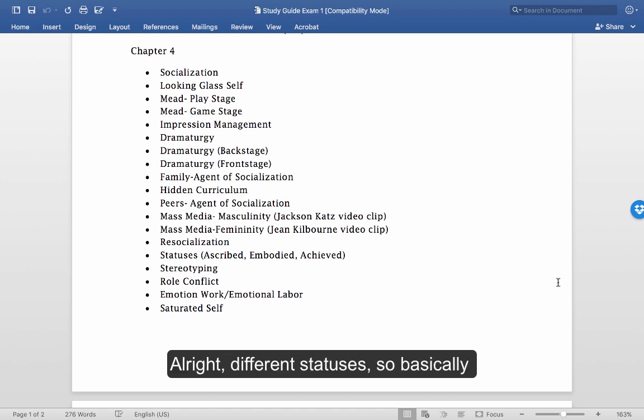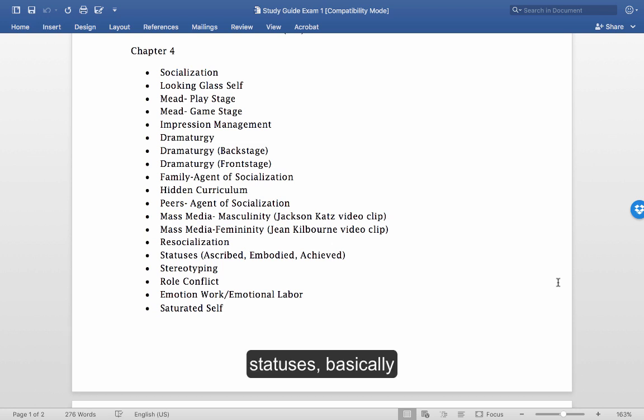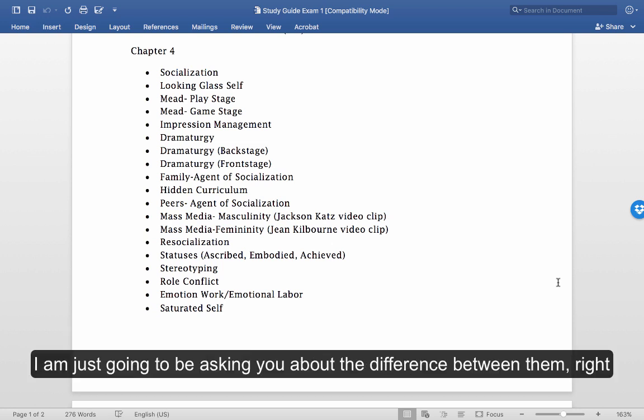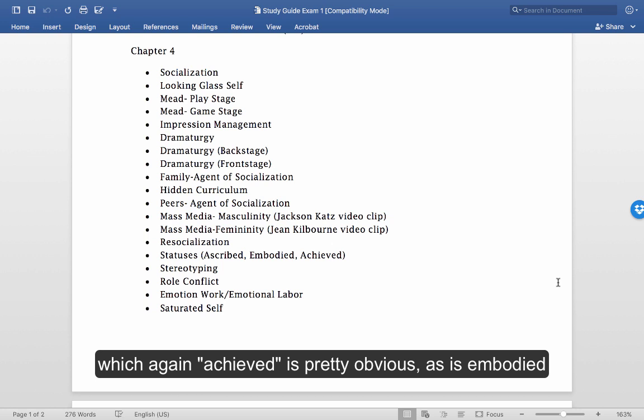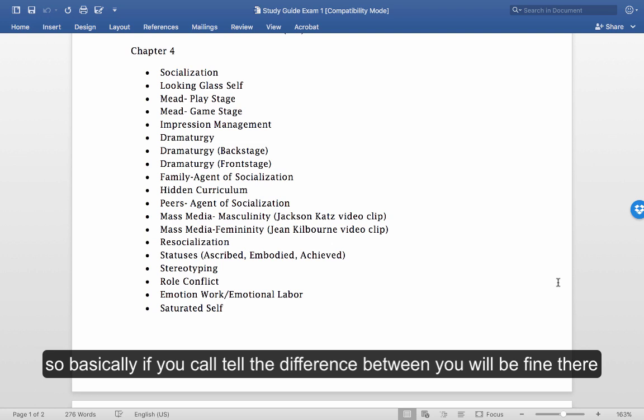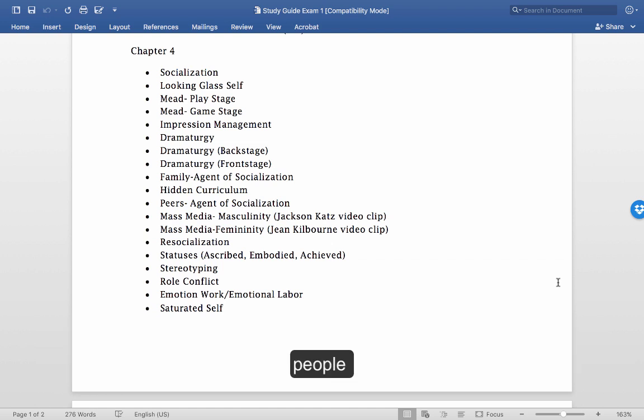All right, different statuses. So basically, just looking at the differences between ascribed, embodied, and achieved statuses. Basically, I'm just going to be asking you about the differences between them, right? One involves just you're born into it, right? And of course, the achieved being much more like you actually did something, which again, achieved is pretty obvious, as well as embodied. So basically, if you can tell the difference between them, you'll be fine there. Stereotyping, hopefully, you know what that already means. Just having preconceived ideas about people.